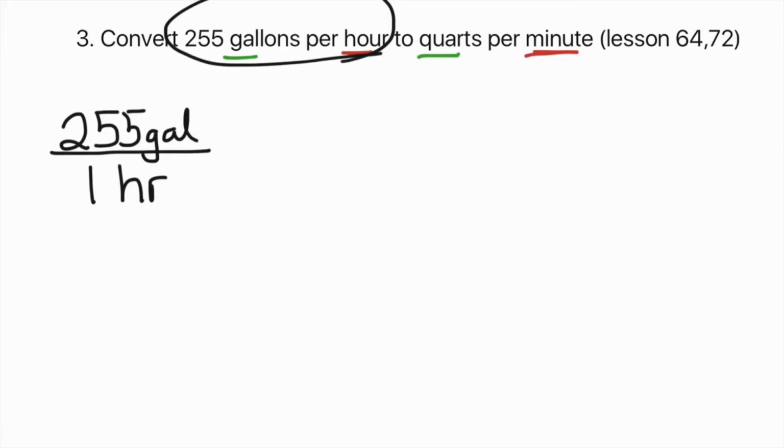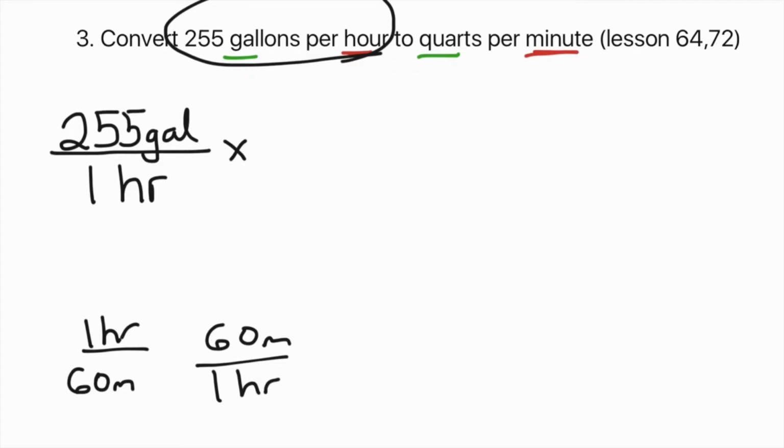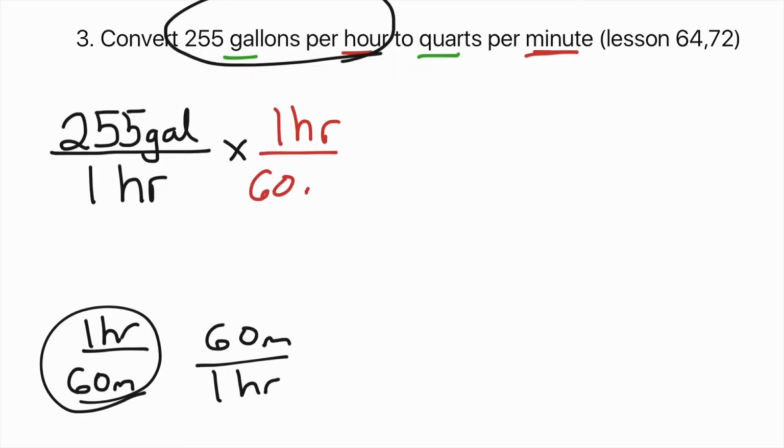Now I could either convert gallons to quarts first, or I could do hours to minutes. It doesn't matter, it's just whichever one you want to choose. So I'm going to do hours to minutes, so I need to multiply it by the correct unit multiplier. So I could either do 1 hour over 60 minutes, or 60 minutes over 1 hour. However, since I want to cancel out hours, I want to make sure that my unit multiplier has hours in the numerator, so that the 2 hours can cross cancel. So 1 hour over 60 minutes.